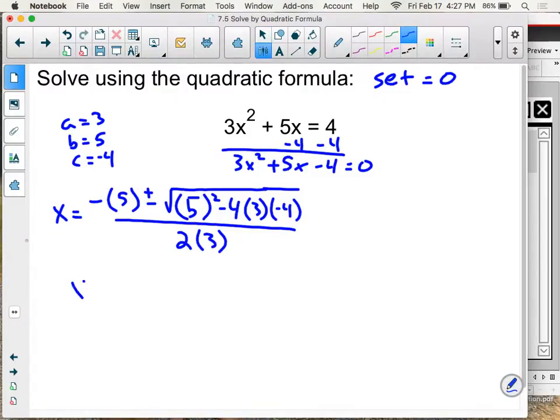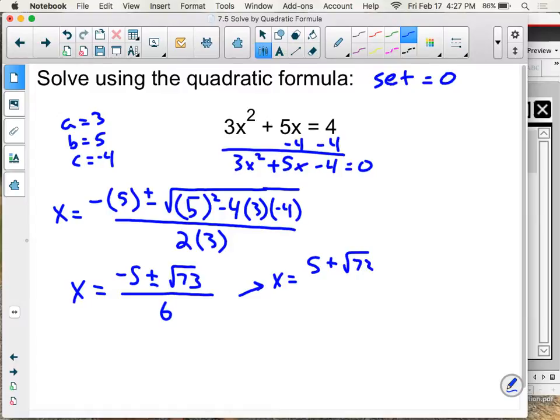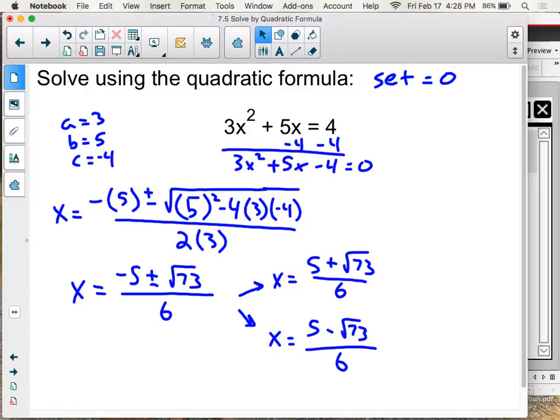So then my equation, I'm just going to simplify down to the negative 5 plus or minus the square root of 73 all over 6. Perfect. We could leave it like that if we wanted to. But let's go a little bit further, because remember that there are two answers. One of them is x equals negative 5 plus the square root of 73 over 6. And the other one is x equals negative 5 minus the square root of 73 over 6. Whoops, you are correct. They're negative 5s. Good catch.